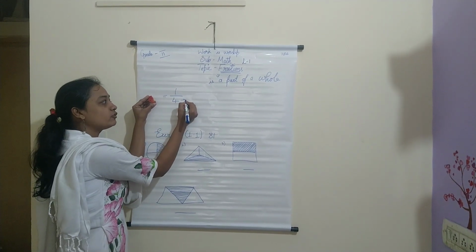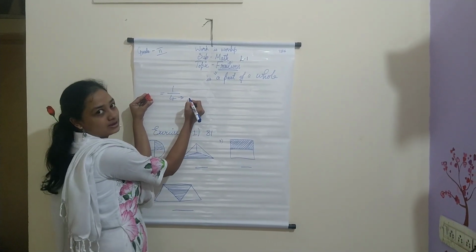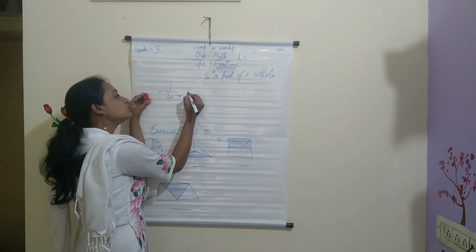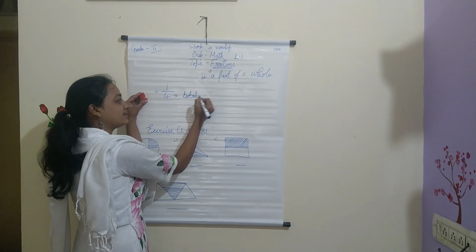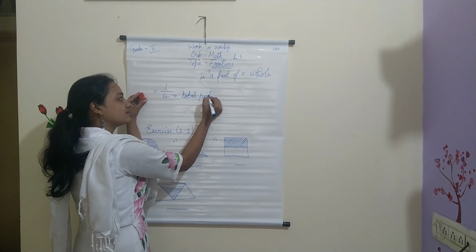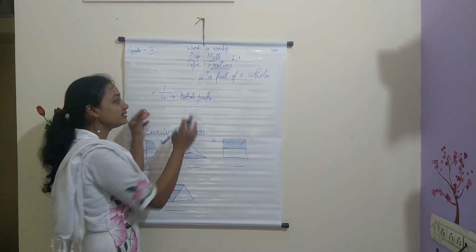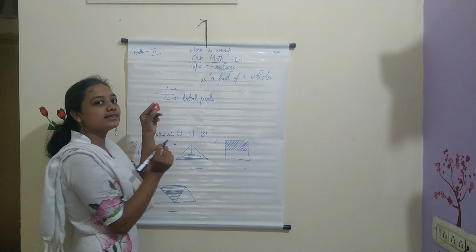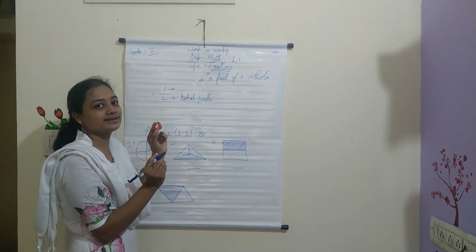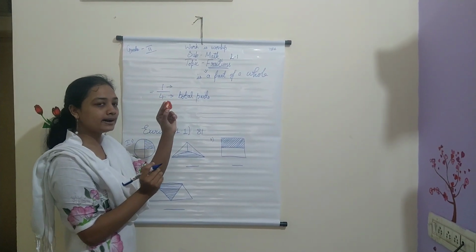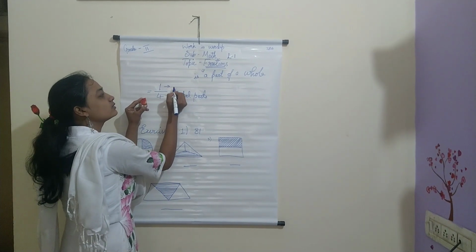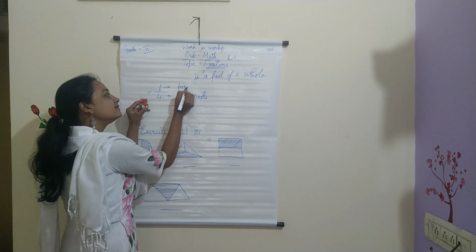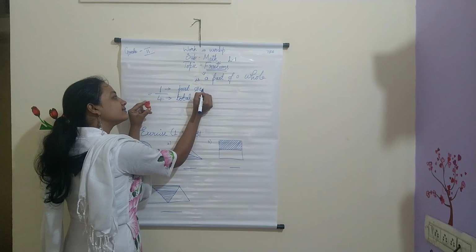This is the number of parts I have cut the whole into. This is the total parts. How many parts have I cut in total? That is the number here. And this is the part which I have selected. I have selected only 1 part, so I have written 1. So this is the part selected.